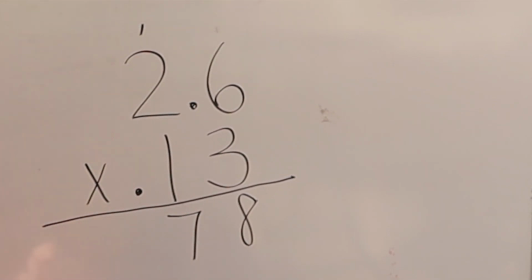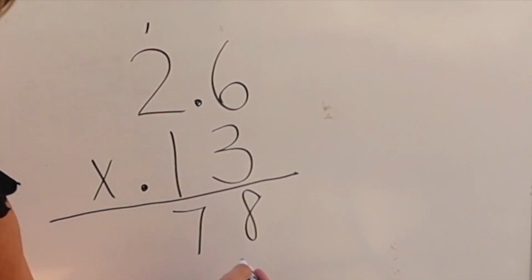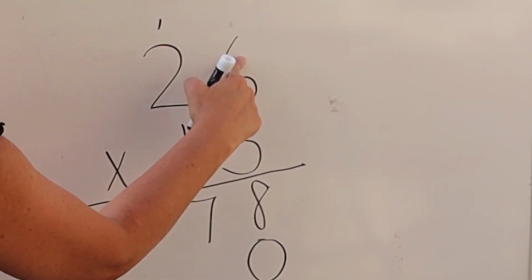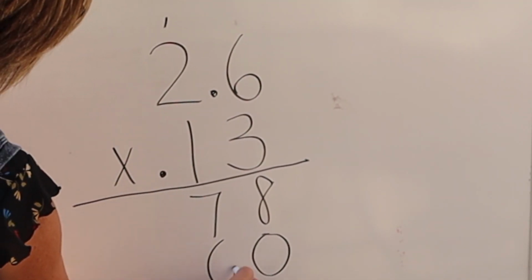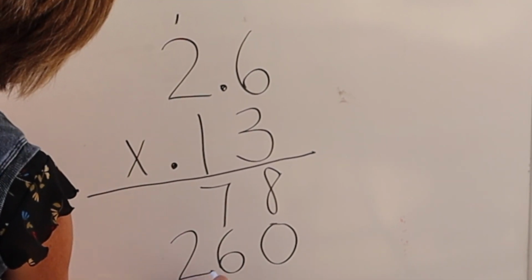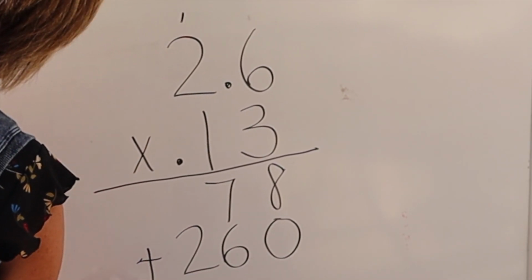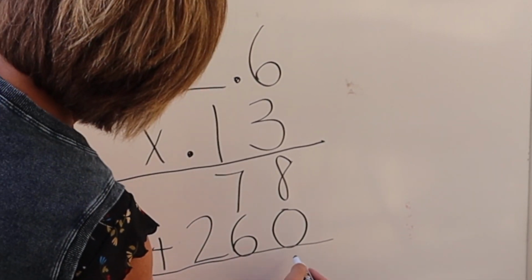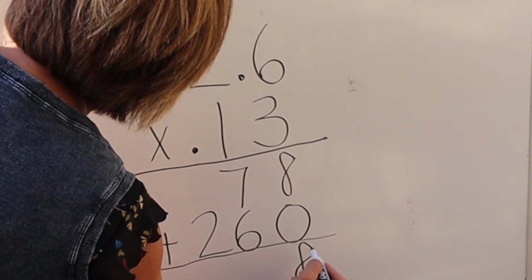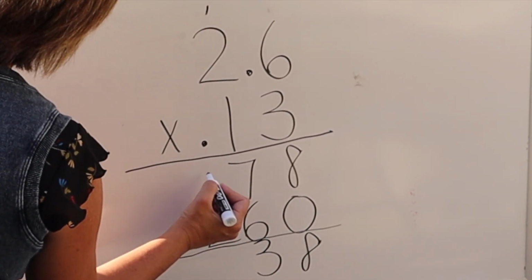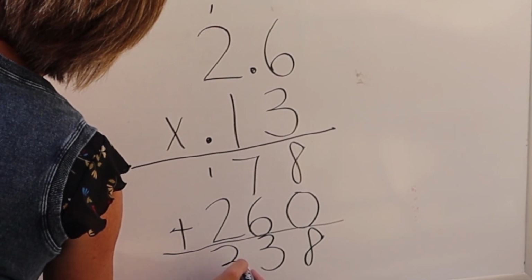Before you go to the next number and multiply, you go to the next line and put down your 0 placeholder. 1 times 6. 1 times 2. And then add up your parts. 8 plus 0 is 8. 7 plus 6 is 13. Put your 3, carry your 1. 1 plus 2 is 3.